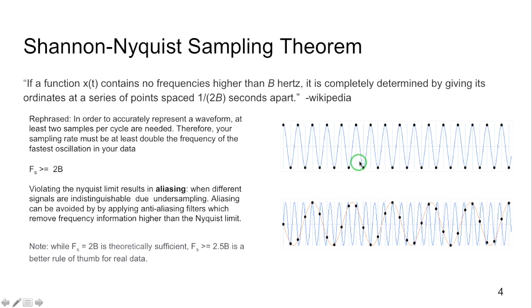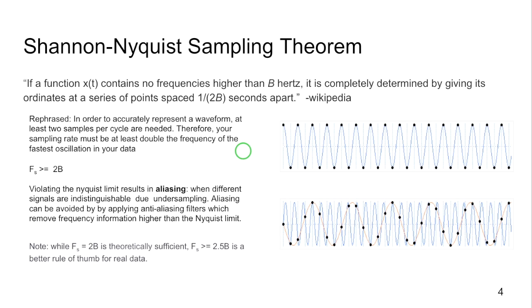So here is the example of a sufficiently sampled signal. So this signal is just a sinusoid. We have 2 samples per cycle, and we can accurately represent the signal.